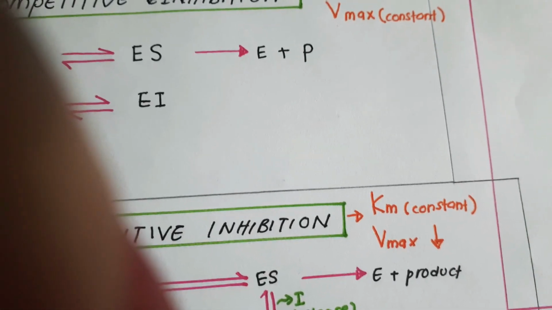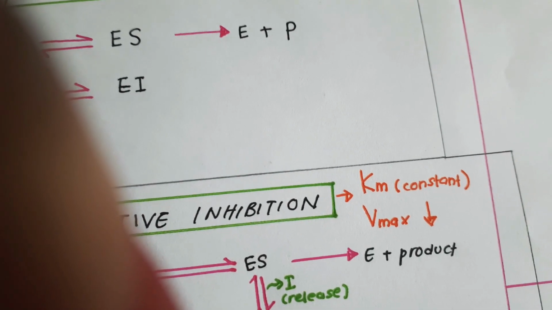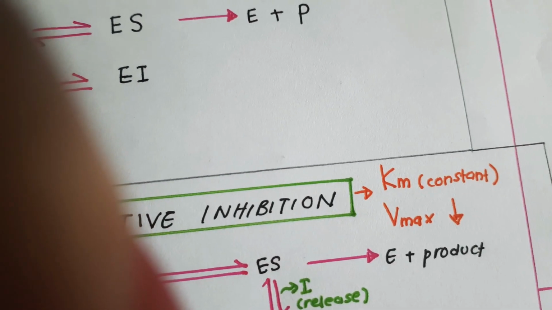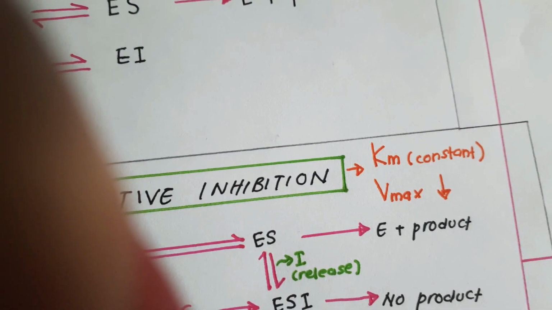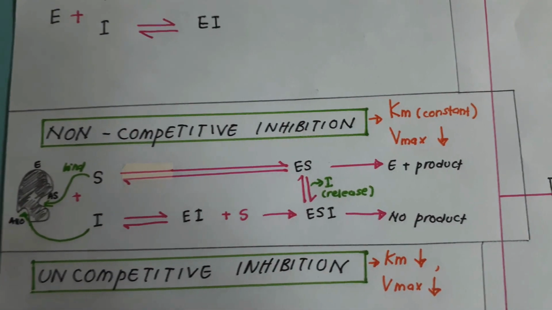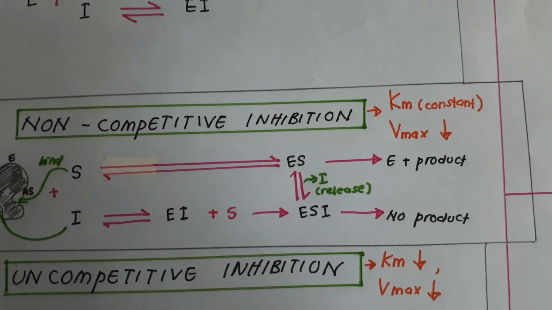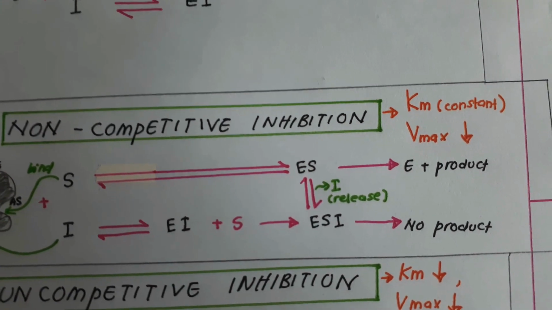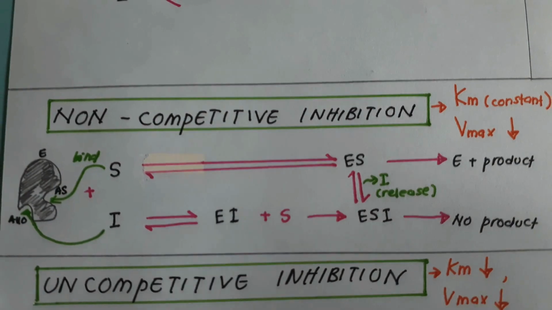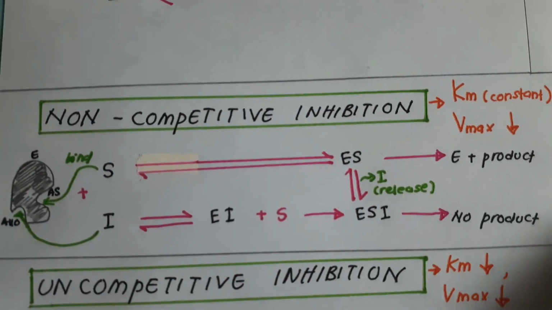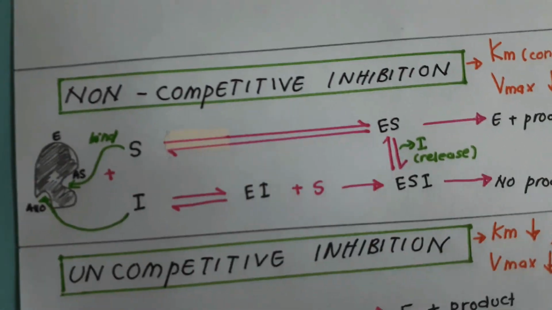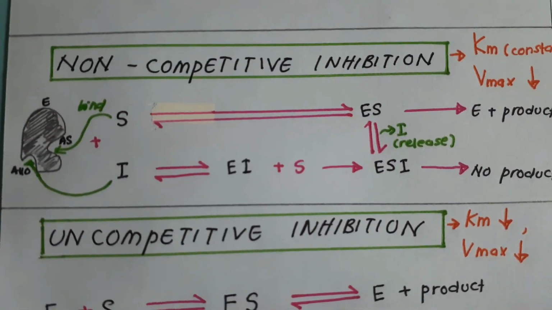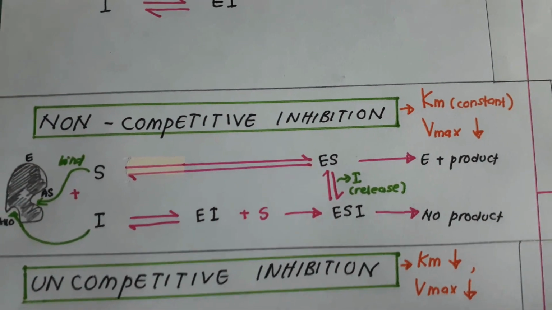This is because the equilibrium of this reaction is unchanged. That's the reason why Km is still constant. Vmax is decreased because not all the enzyme substrate can produce product, because some of them will be enzyme substrate inhibitor complex, so they cannot produce enzyme and product.